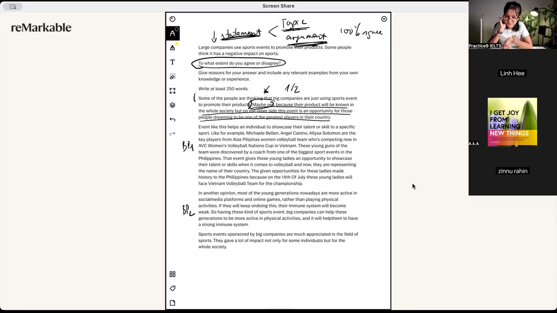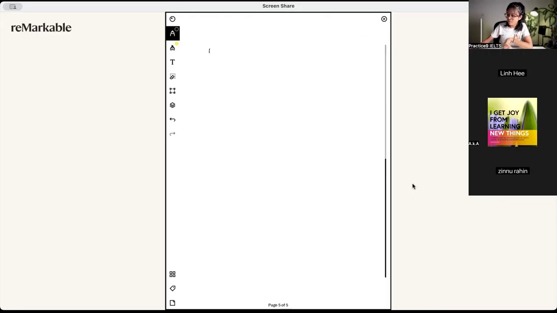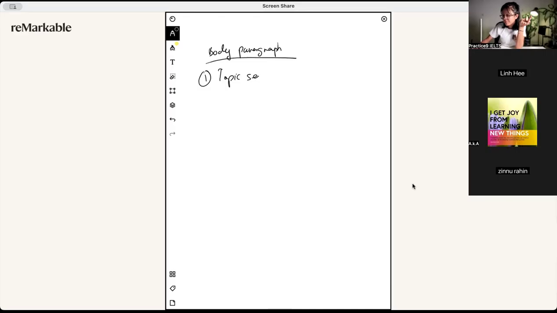We should give a topic sentence and then support our opinion, yes? Okay, I'm just writing down whatever you say. Sorry about my handwriting. No, that's okay, everything is good, you may continue. If you cannot read it, let me know. So you said the first thing is the topic sentence.